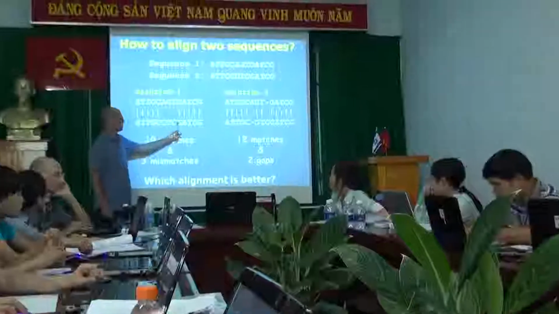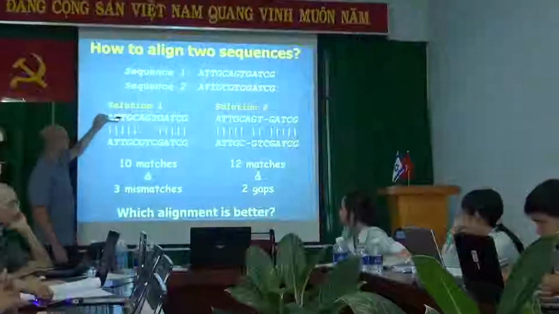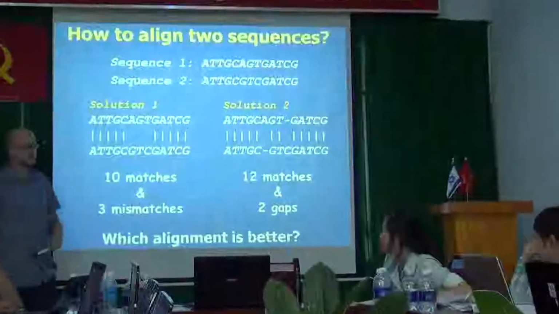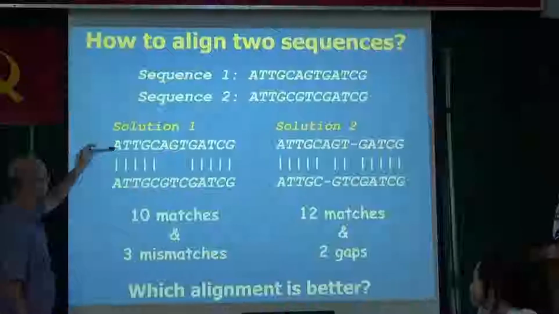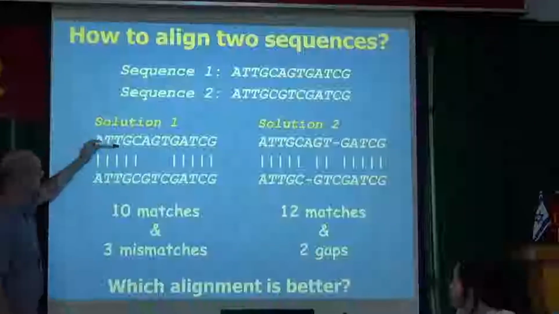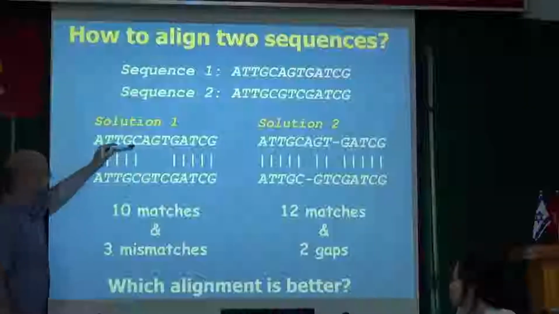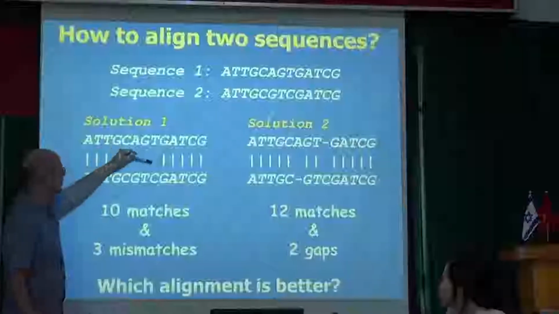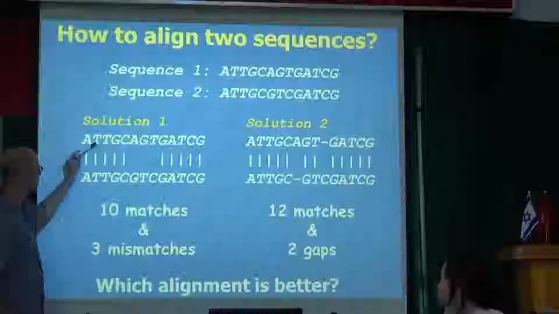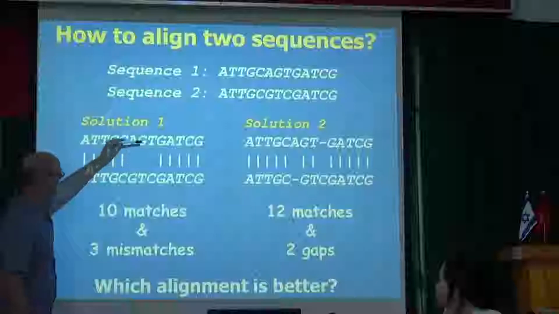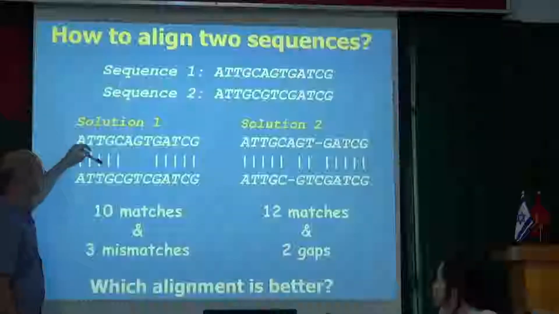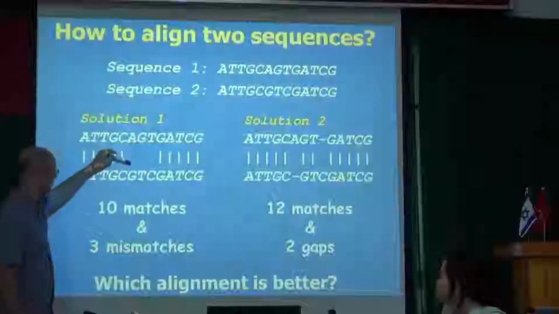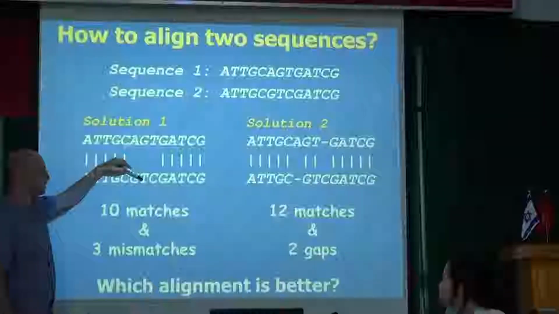Both these sequences, maybe this one is from one bacterium, this one is from another bacterium. We put them one above the other, and wherever we have a match, we do a little line. Wherever we don't have a match, we don't have a line. So this one is a match, and these guys are mismatches. So here we have 10 matches and 3 mismatches.